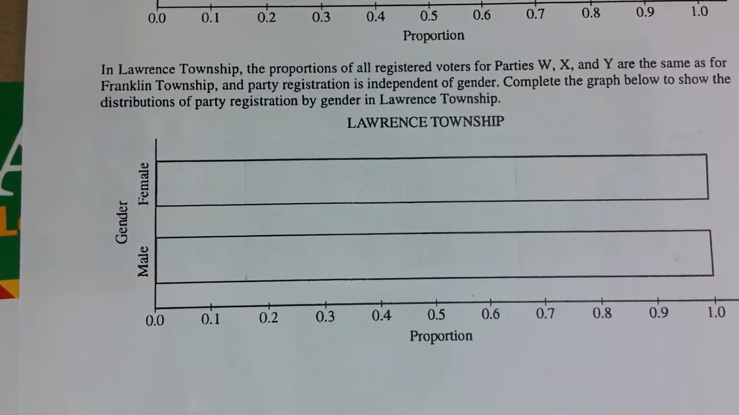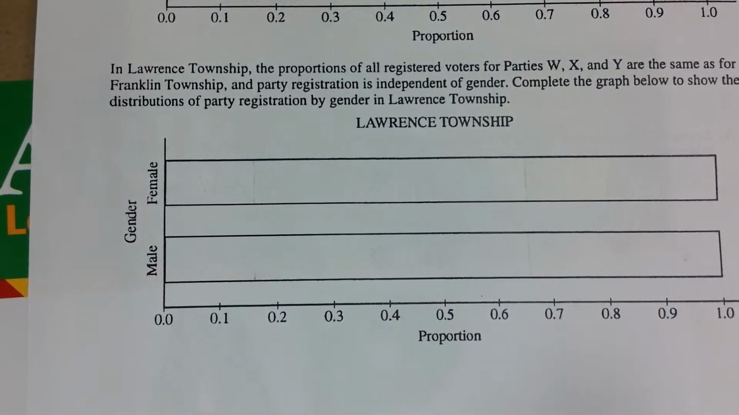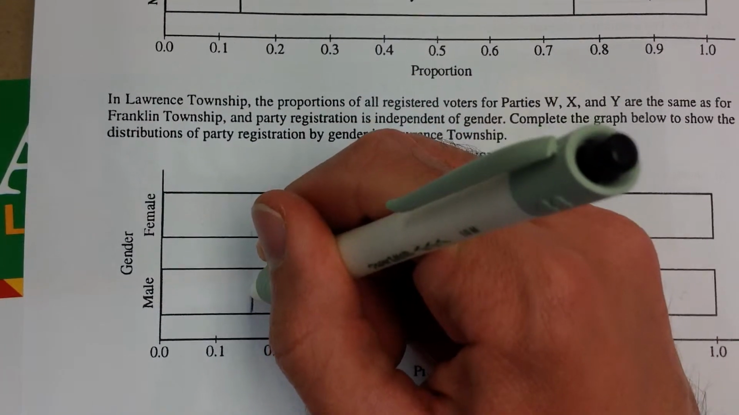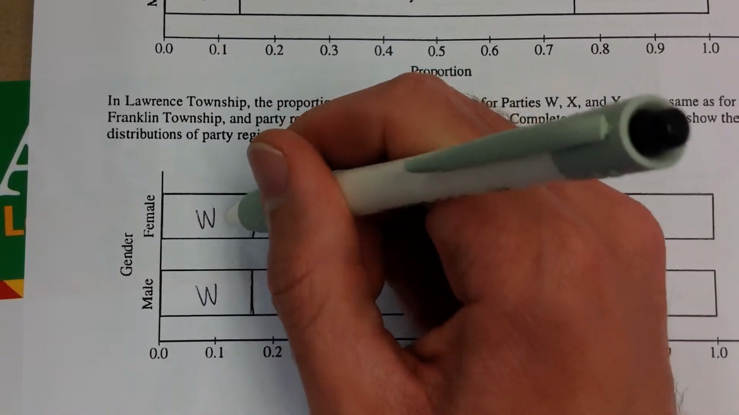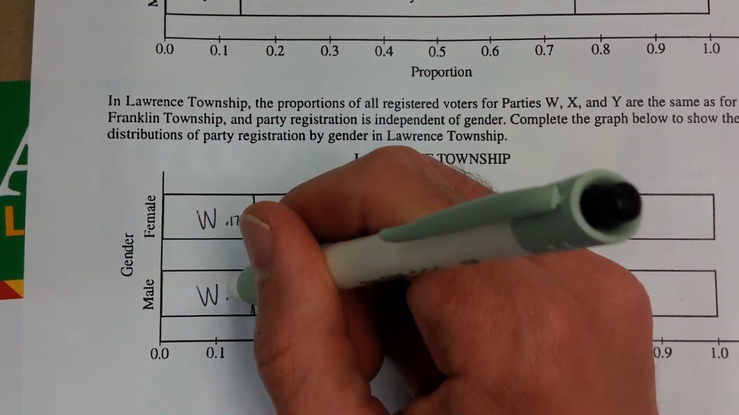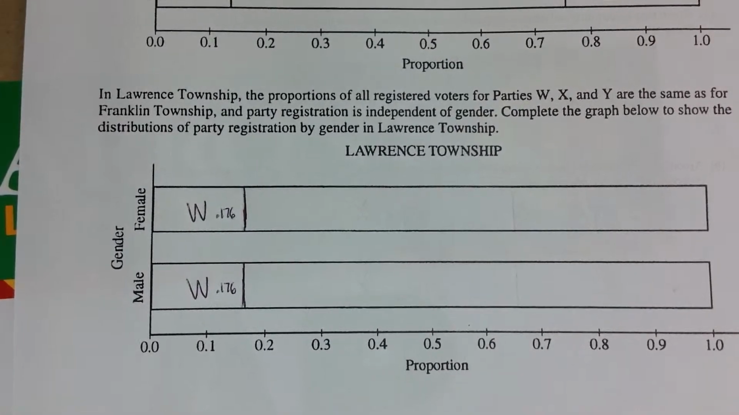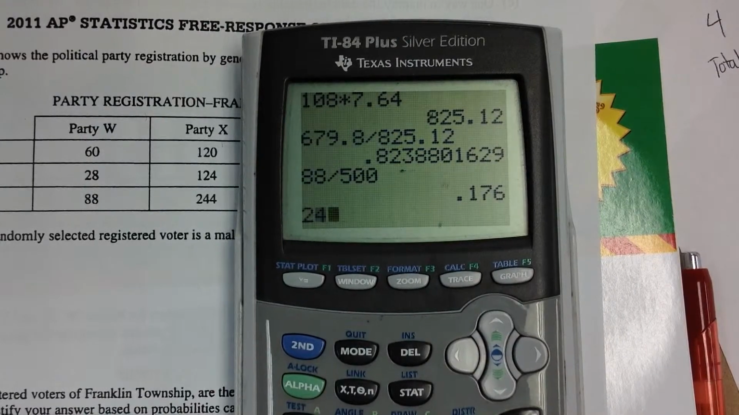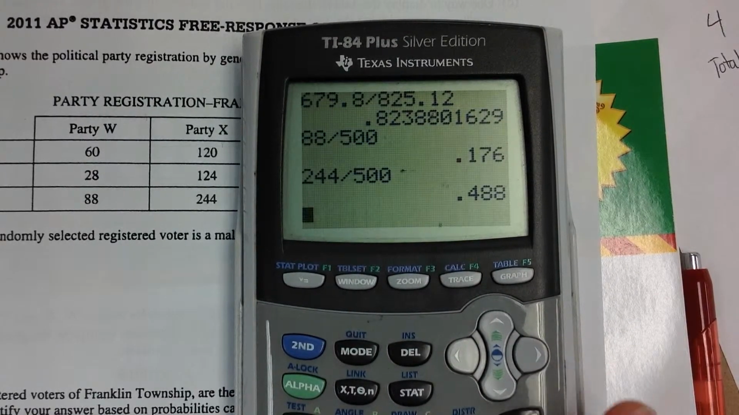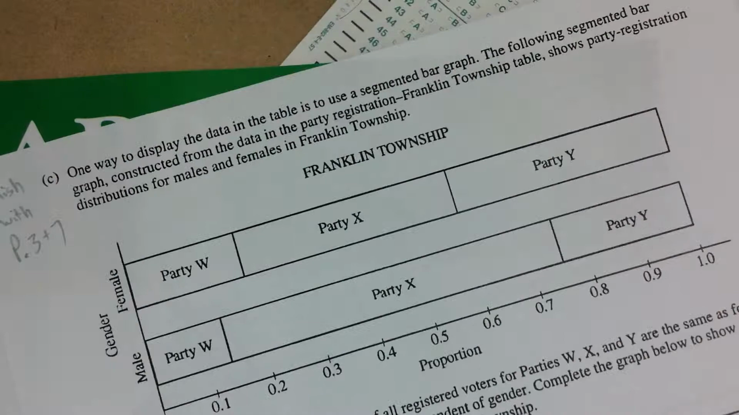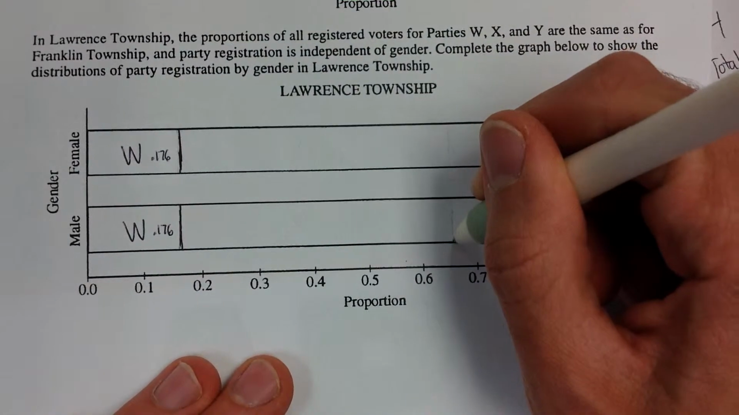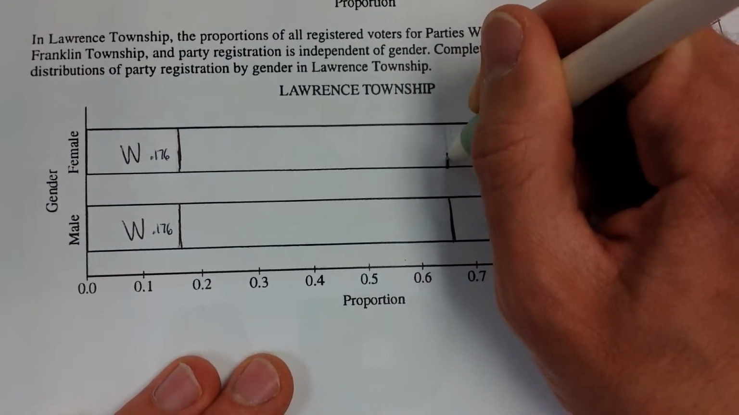So now for our graph, for party W, we're going to go to 17.6% or 0.176. And because we're assuming independence here, it must be the same across categories. Next up, we look at how many are registered with party X, 244 out of 500. 48.8%. If you want to know where to go on the graph for that, you can add that to 0.176. So we want to go to 0.664 on the x-axis. It does not matter what order you put them in.